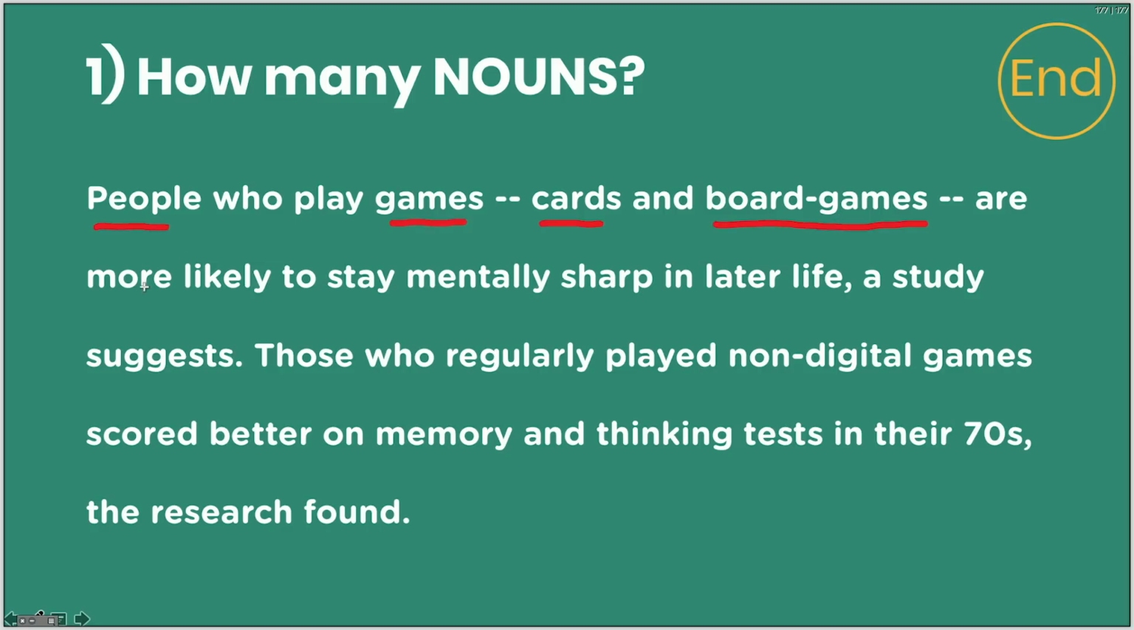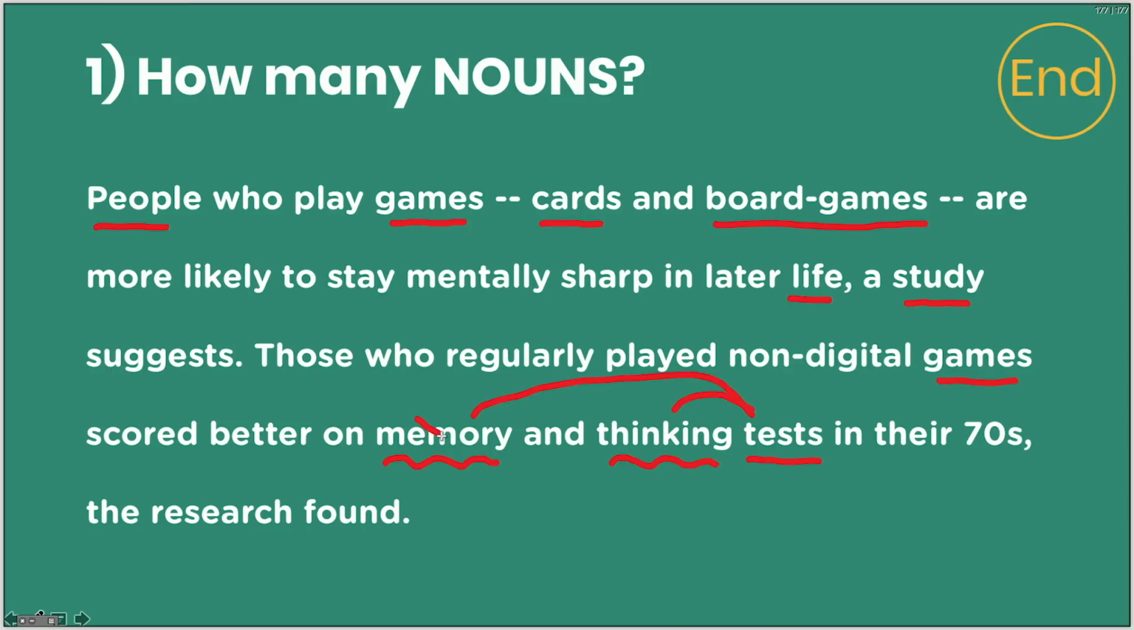What other things are there? More likely to stay mentally sharp in later life. Life is a noun. Study is a noun. Those who regularly played non-digital games, of course, we saw that before. That's a noun. Scored better on, here we go. This is interesting. We have memory. Now let's put a wiggly line here, and thinking, let's put a wiggly line here, because in fact, this is a noun, tests, but thinking and memory are actually functioning as adjectives for this noun tests here.